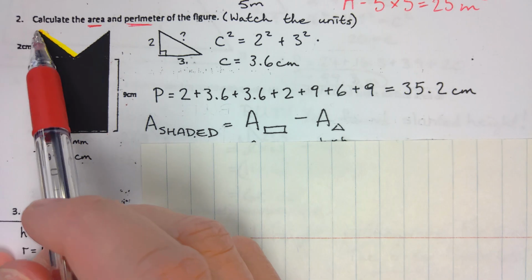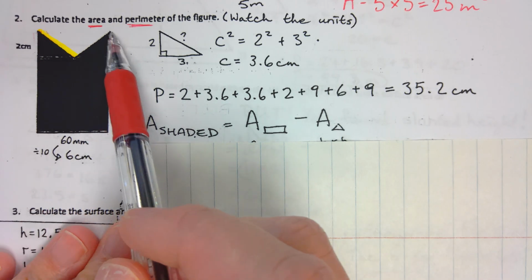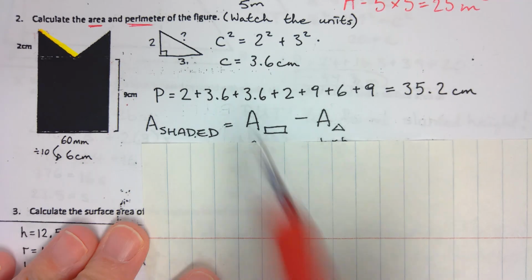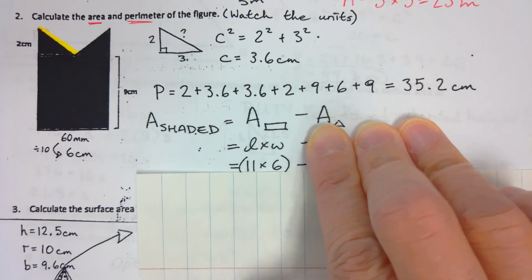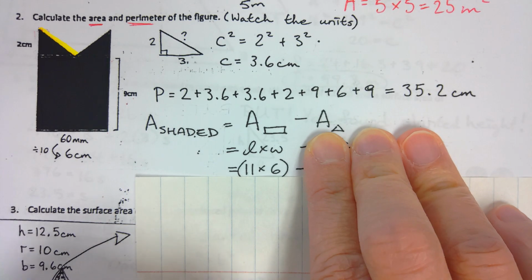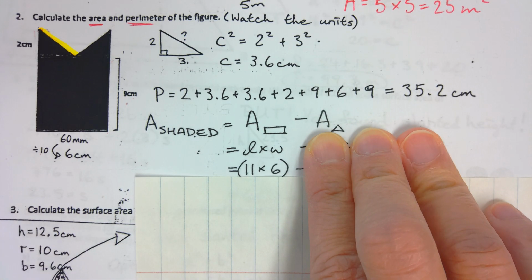Kavishan, what's the dimension of this big rectangle? 11 by 6. Excellent. So 11 by 6 is a rectangle. What's the formula again for area of that triangle? Base times height divided by 2.